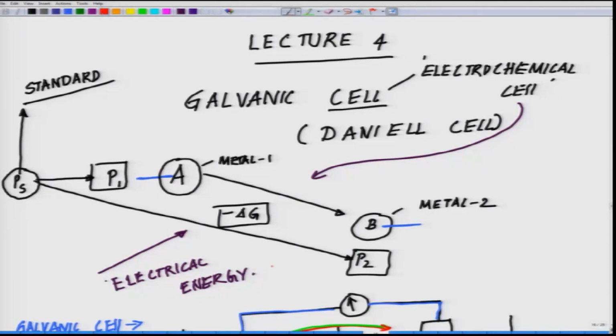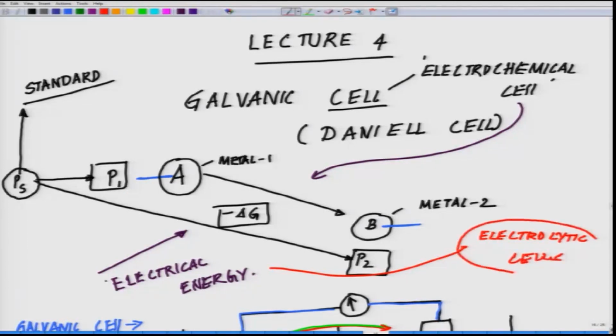So, these are the two terms you remember: electrochemical cells and electrolytic cells. On one hand we are talking about the electrochemical cell, and on the other hand the electrolytic cell.